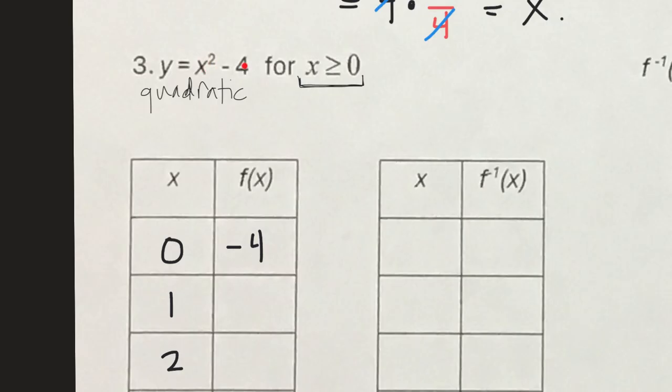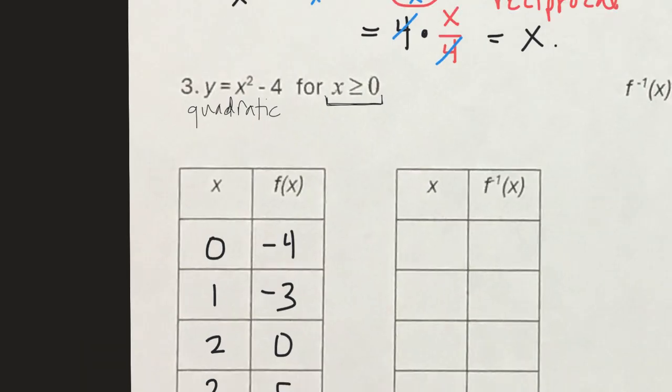And then we're going to plug in a 1. What's 1 squared minus 4? Negative 3. And then we're going to plug in a 2. What's 2 squared minus 4? 0. And then we plug in a 3. What's 3 squared minus 4? 5. Right, so these are your original functions.